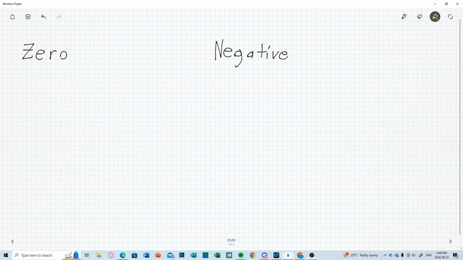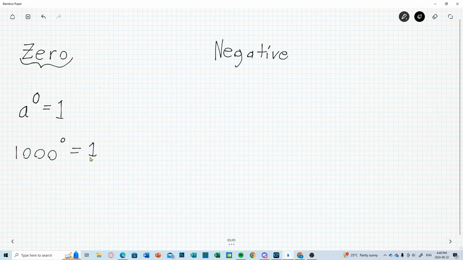Alright, now for the last two rules that we're going to be going over today, I'll push them together because they're kind of small. So the zero exponent says that any number, no matter what it is, to the power of 0 is always going to be equal to 1. So it doesn't matter if we have 1,000 to the power of 0, it's going to still be equal to 1.